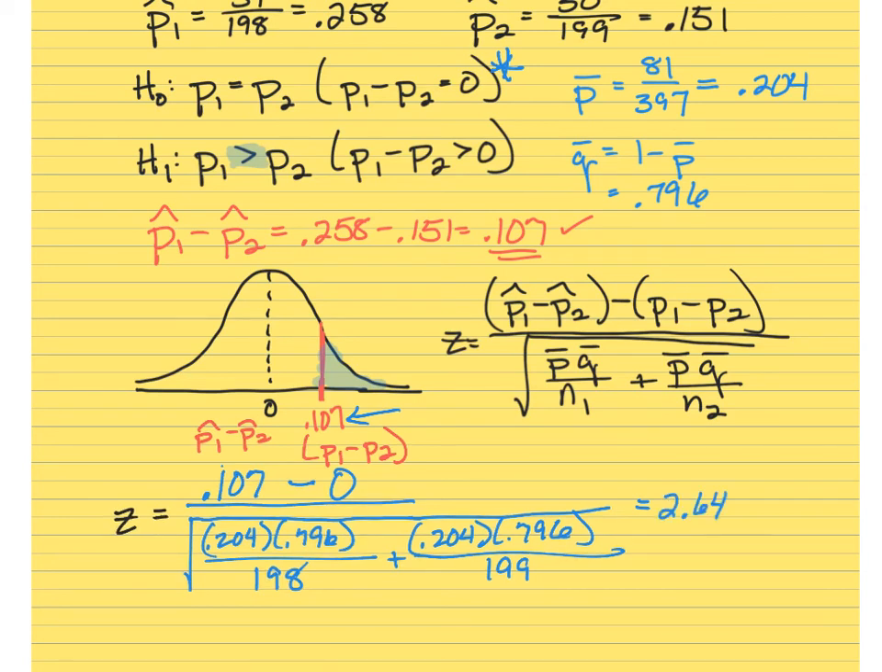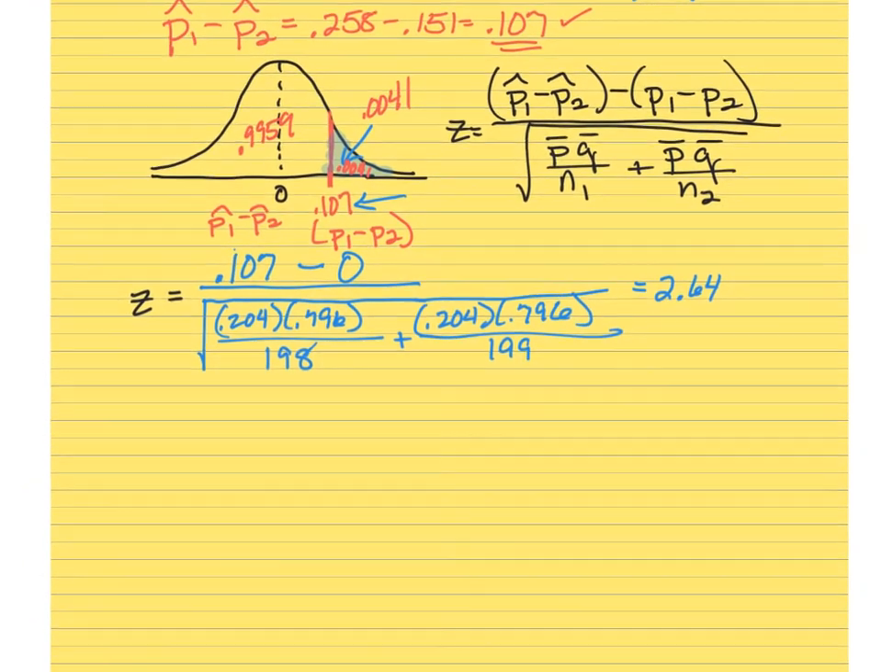All right, so when I run that through my calculator, I get a z-score of 2.64, right? So that's the boundary. So what is this area right here? Well, I look in my table, 2.64 gives me 0.9959. That, of course, is this area, 0.9959. So that means this area is 0.0041. That's right there, 0.0041. So that is our p-value.